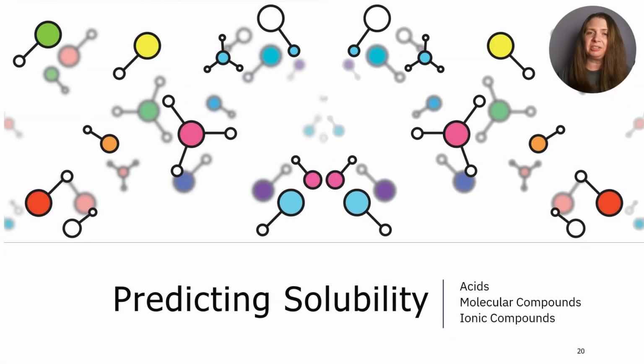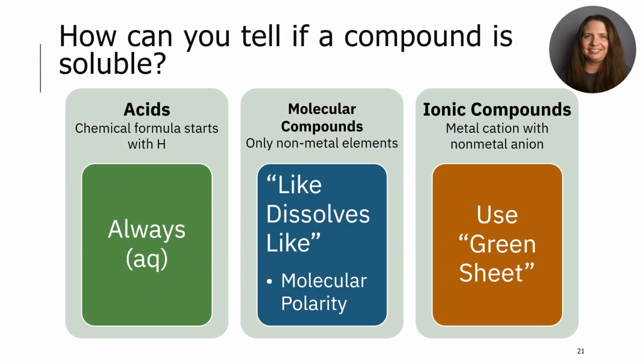In this video, we are going to be learning how to predict whether a substance is soluble in water based on what type of compound it is. How can you tell if a compound is soluble? The method we use depends on what type of compound it is.